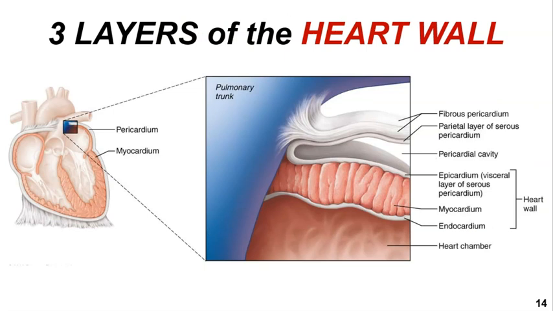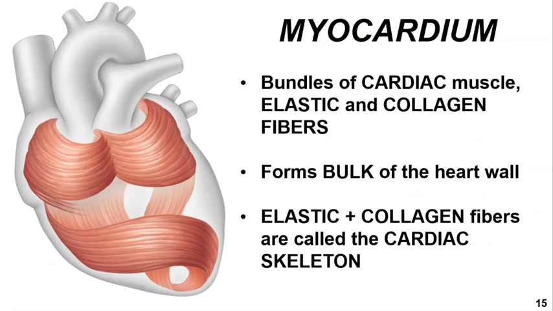So turning our attention to the heart wall, we see three layers. The first is the epicardium, which we just reviewed in the previous segment, the myocardium, and the endocardium. So let's focus on the myocardium for a moment. The myocardium forms the bulk of the heart wall.